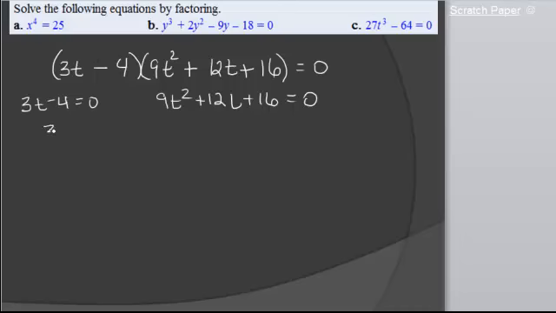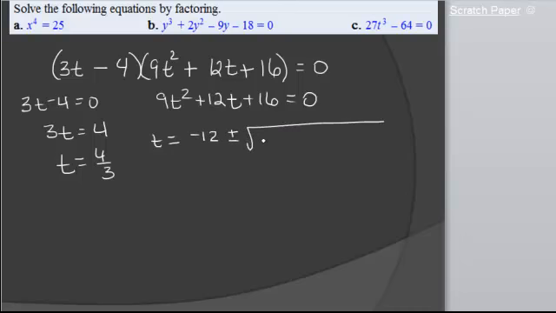Okay, this one you can move the 4 over and divide by 3. So t is equal to 4/3. Okay, over here, this one actually won't factor, so we're going to need to use the quadratic formula. So t is equal to negative b plus or minus the square root of b squared minus 4ac all over 2a.